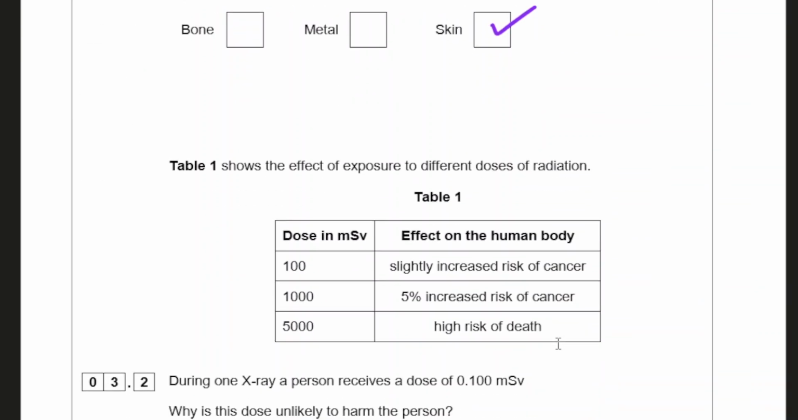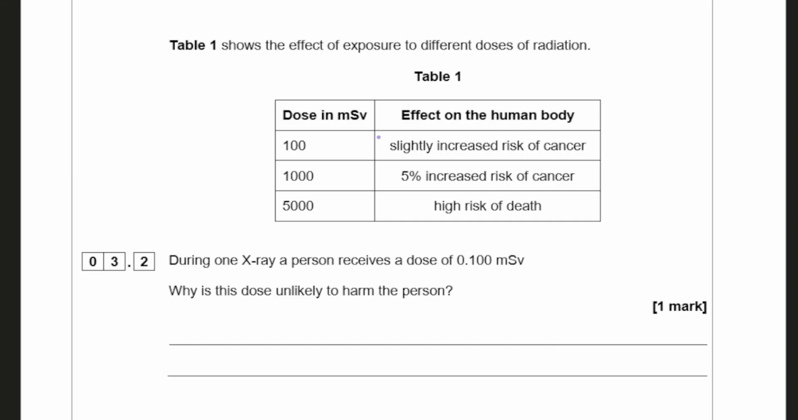Table 1 shows the effect of exposure to different doses of radiation. So dose in mSv. Now that means millisieverts. You don't really need to know what this actually means. When you get a dose of 100, slightly increased risk of cancer. 1000, 5% increased risk of cancer. 5000, high risk of cancer. During one X-ray, a person receives a dose of 0.100 millisieverts. Why is this dose unlikely to harm the person?